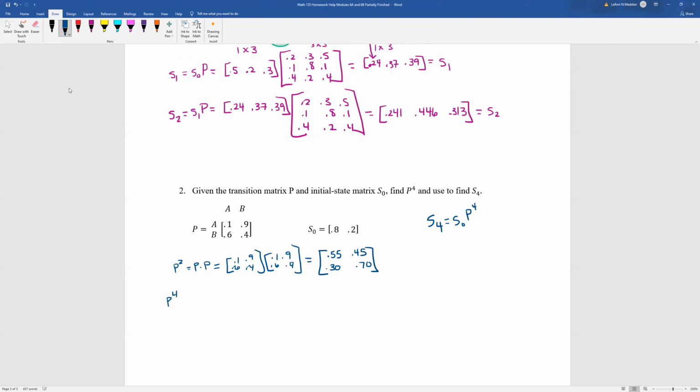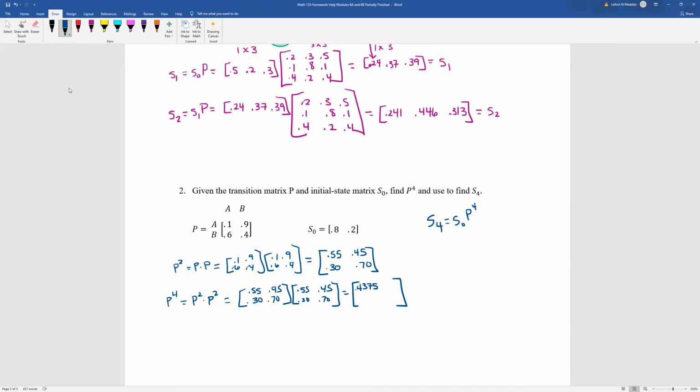And then P to the 4th would just be P squared times itself, because remember, P times P, you add the exponents because they're the same base. So this is 0.55, 0.45, 0.30, 0.70 times 0.55, 0.45, 0.30, 0.70. Now this one might be a little bit more lengthy if you wanted to show all your steps, but again, you can use the calculator. Just seeing something written on your paper that shows me how you come up with your answers is really the helpful piece when I'm giving partial credit.